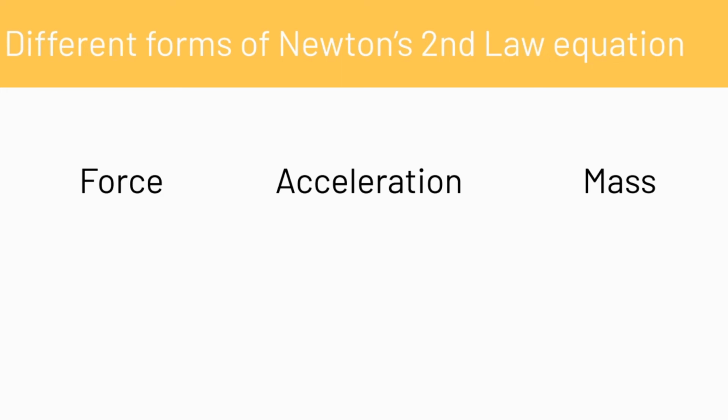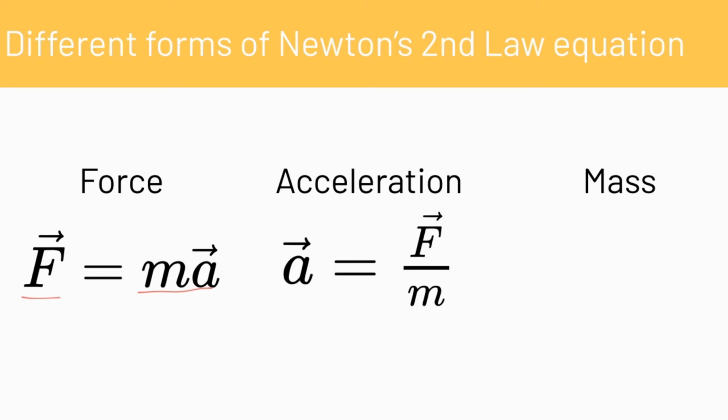All right, so we have different forms of Newton's second law equation that we can look at. The first form that we've looked at already is force is equal to mass times acceleration. Now, if we move the variables around a little bit, we can look at acceleration. Acceleration is equal to force divided by mass. And if we look at mass on the left side of the equation, mass is equal to force divided by acceleration. These three forms of the equation can tell us lots of different information about mass, acceleration, and force.